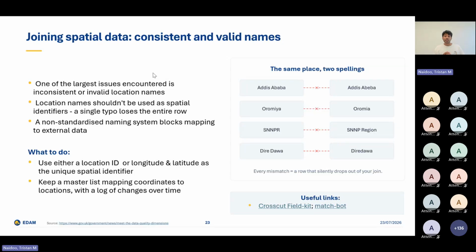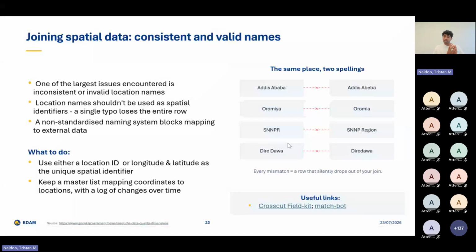Trying to do this by name is one of the most common and often silent ways a join goes wrong. The reason for this is that the same place can be spelled differently across data sets. There are a few examples of where we've actually seen this across the work we've done in the square on the right. As an example, one spelling may be Addis Ababa versus Addis Abeba, or we might have SNNPR versus SNNP, and then region spelled out. Every mismatch like this is a row that quietly drops out of your join.